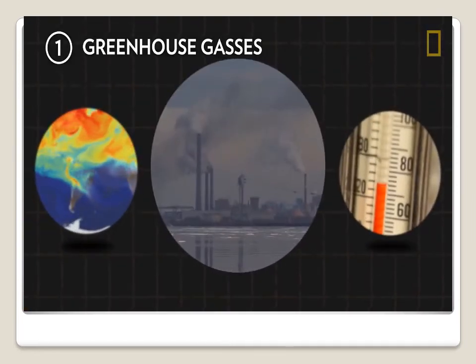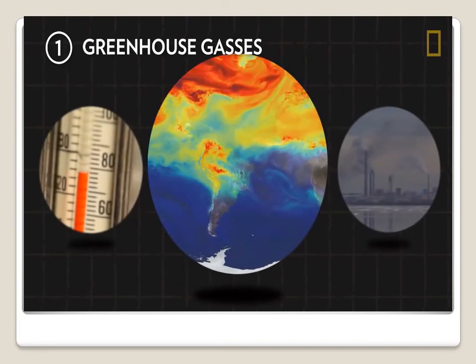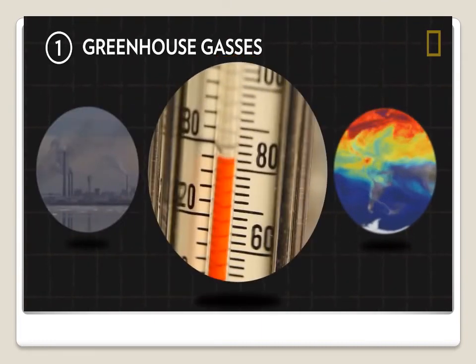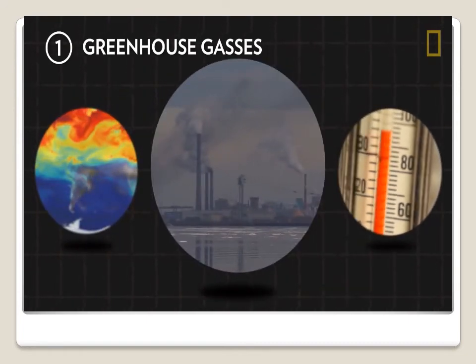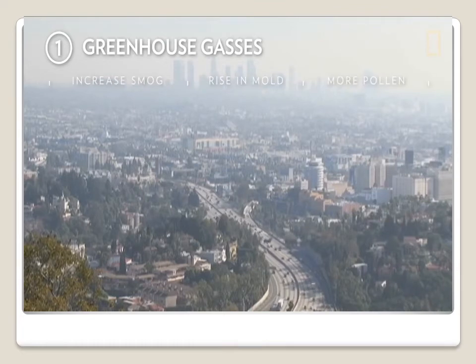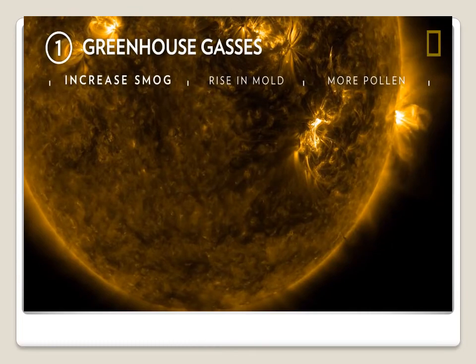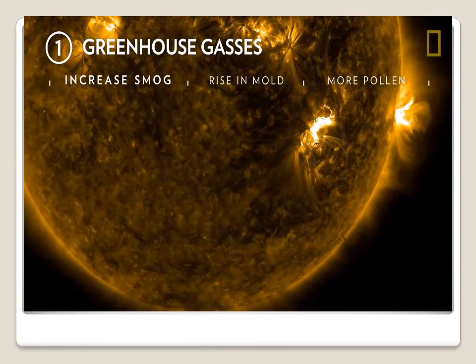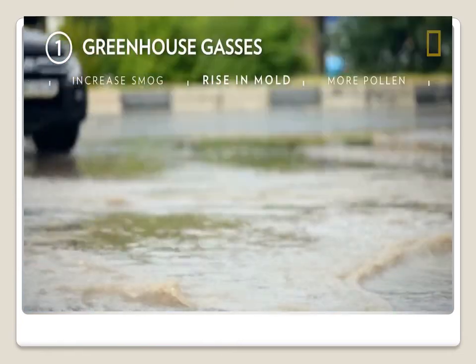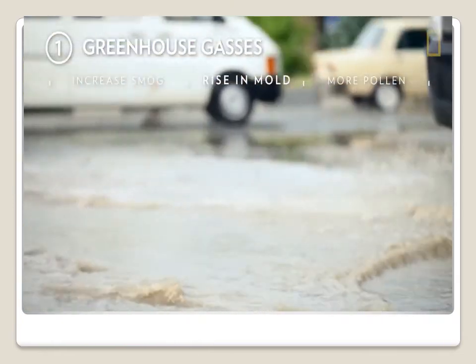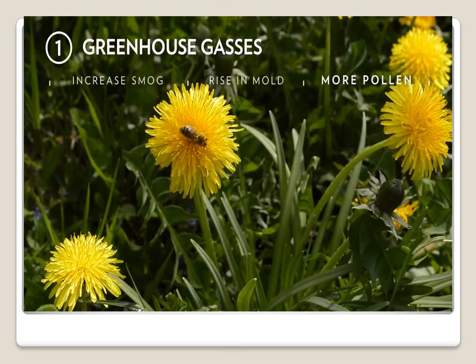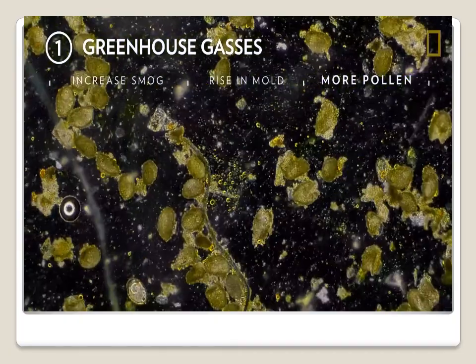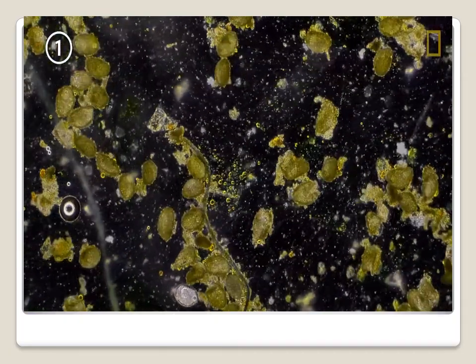This creates a cycle where air pollution contributes to climate change, and climate change creates higher temperatures. In turn, higher temperatures intensify some types of air pollution. For example, climate change increases smog because it forms in the presence of high heat and increased levels of ultraviolet radiation. More frequent extreme weather, such as flooding, contributes to damp conditions and therefore to a rise in mold. Warmer weather also leads to longer pollen seasons and therefore more pollen production.